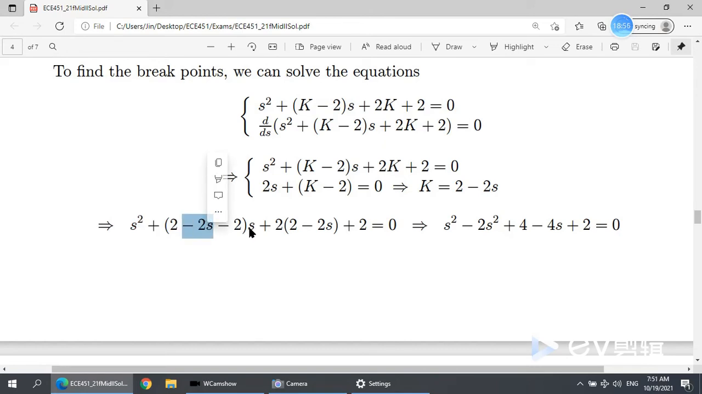Negative 2s times s. Another 2. Negative 2s squared. And these two numbers cancel, 2 minus 2, so they are zeros. And then I have 2 times 2 is 4, and 2 times negative 2s is negative 4s. And the last term is 2, it's a copy. Okay, so I get this one.